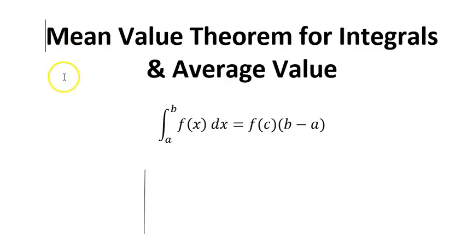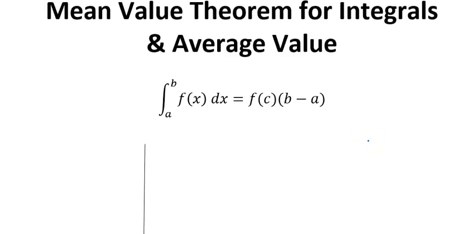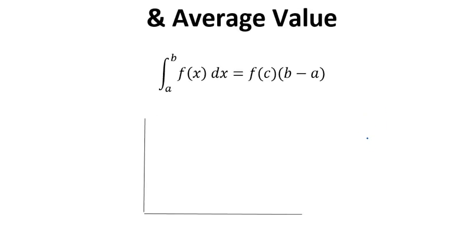This lesson is on the mean value theorem for integrals and average value. Most of the time we're going to use the average value concept, but I'm going to go over what that mean value theorem for integrals says. It says the integral from a to b of f of x dx is equal to f of c times b minus a. Now, what is this and what are they getting at?